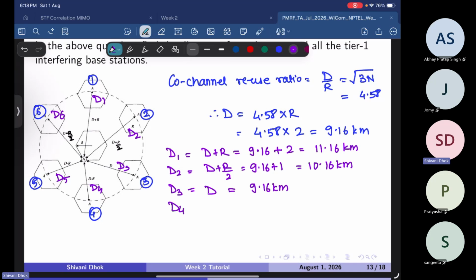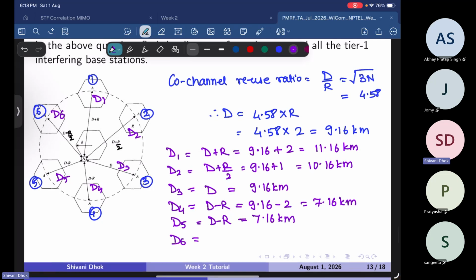Then you have your d4, which is equal to d minus r, which is 9.16 minus 2. So this is 7.16 kilometers. You have d5, which is again d minus r. This comes out to be equal to 7.16 kilometers. And then you have d6, which is d minus r by 2, that is 8.16 kilometers.